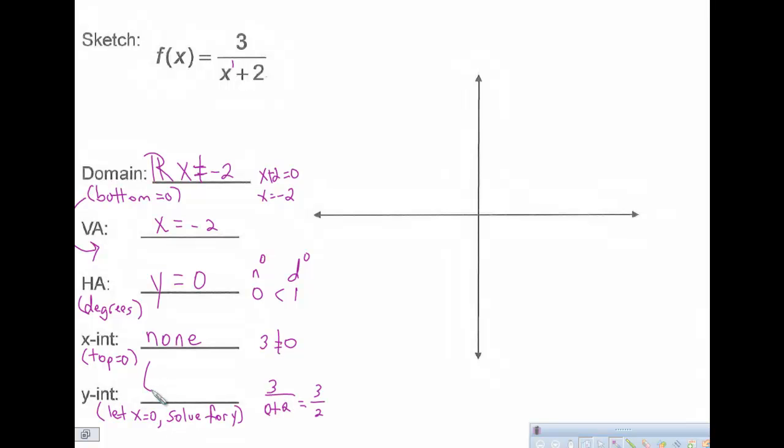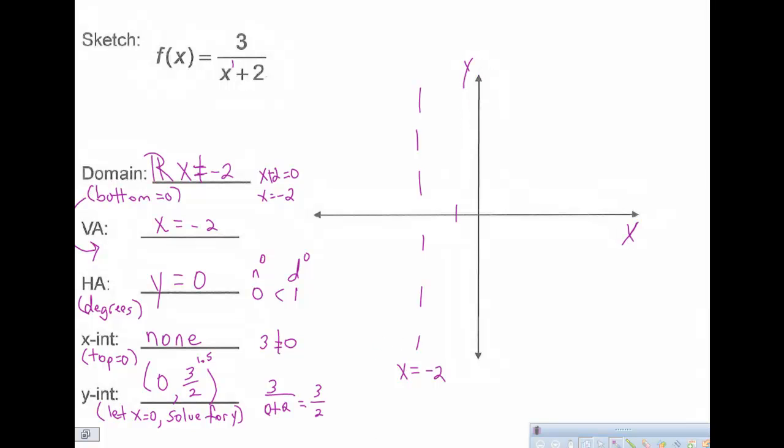So the y-intercept is 0 and 3 over 2, which is the same thing as 1 1/2. Let's draw our vertical asymptote first. This is x equals -2. Label the x and y axis.